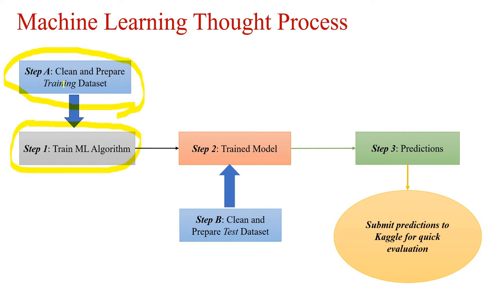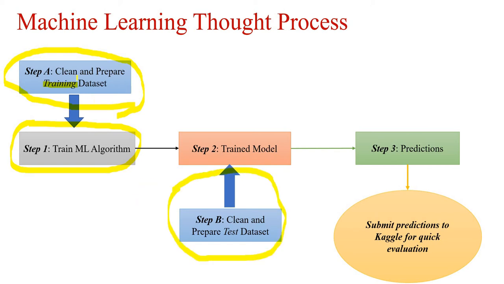Now the training data set, remember we have two data sets, right? We have a training data set and a test data set, which we got from Kaggle, right? We are going to train our model on the training data set. We're going to train our machine learning model. And so the cleaning and preparing process, we have also been doing this.